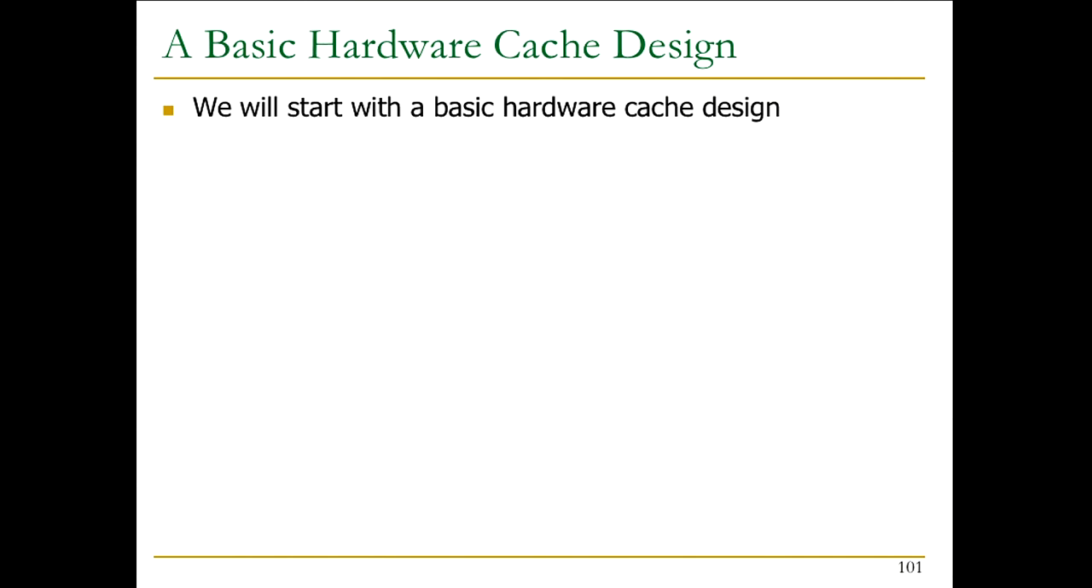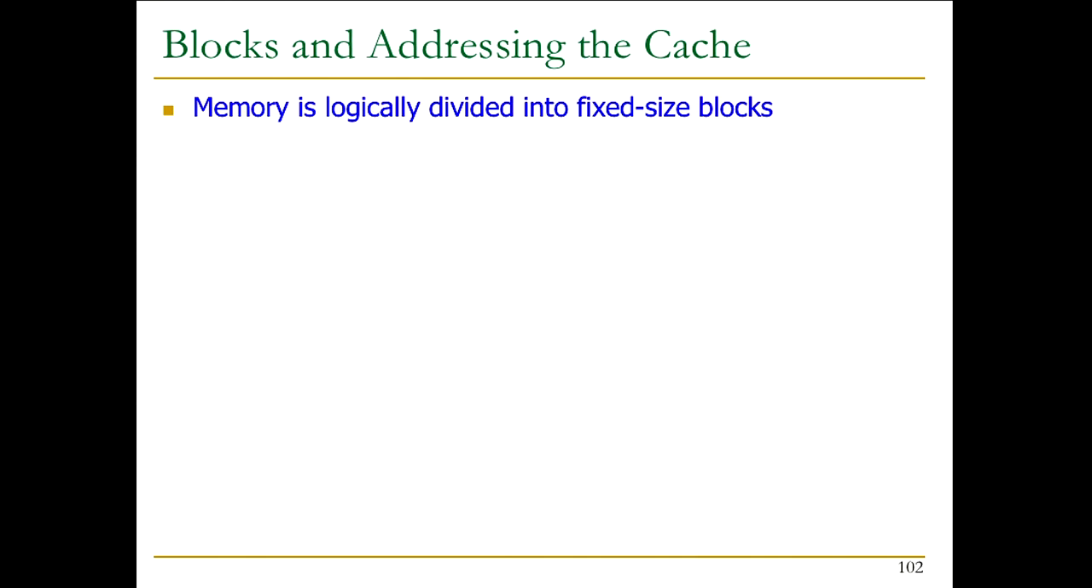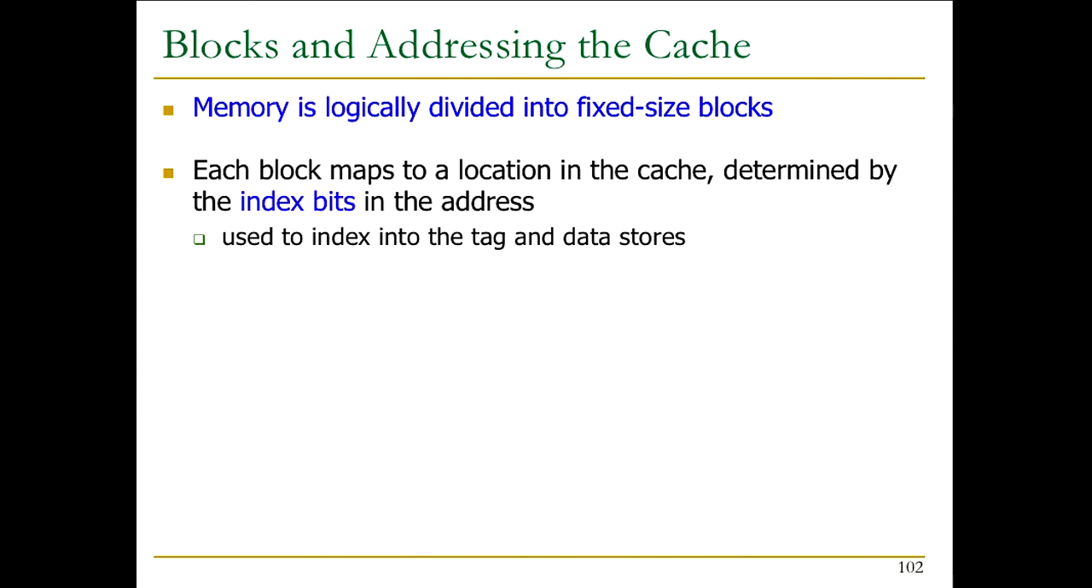So we will start with a basic hardware cache design, which I'm going to go over relatively quickly. Then we will examine a multitude of ideas to make it better. So let's start with the basic. Memory is logically divided into fixed size blocks. Again, you can even question this, right? Why fixed size? Fixed size because it's simple in hardware. If you're in software, fixed size may not be that hard. Variable size may not be that hard.